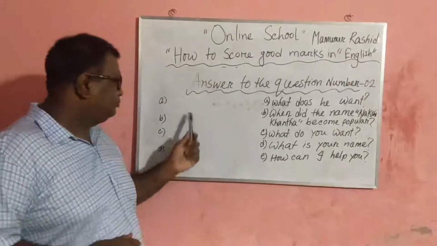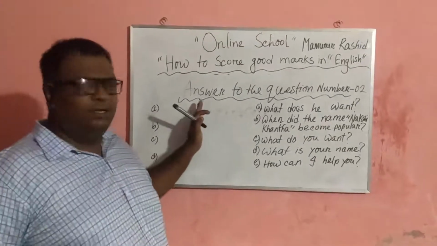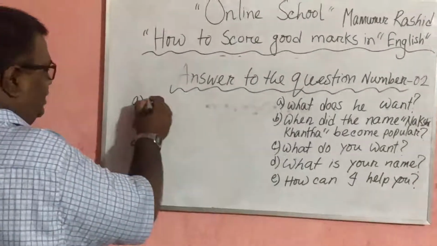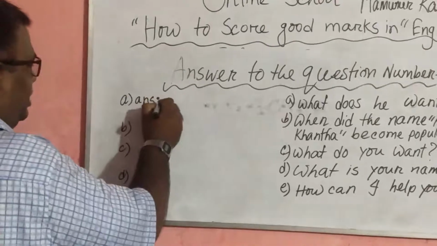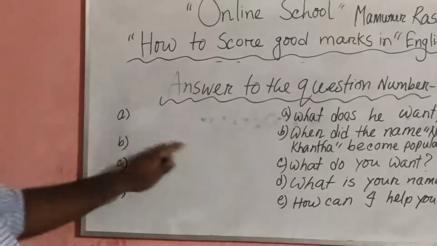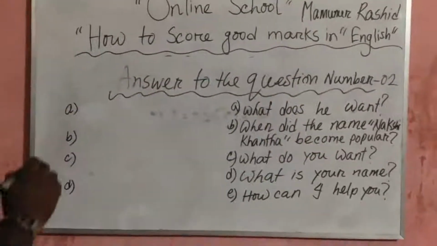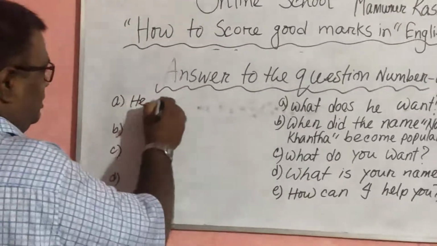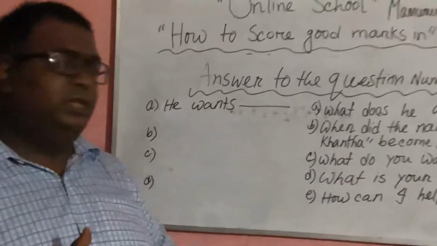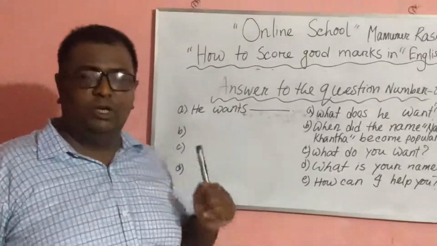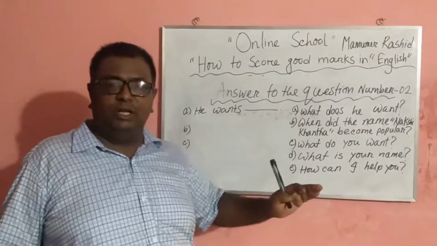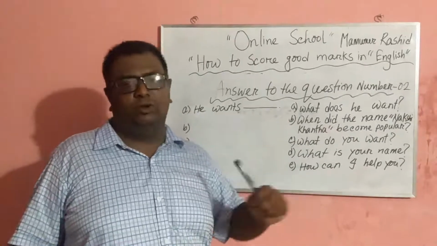Okay. Now you just write here the answer to question number 2. Here, after writing A, you need not necessarily write the word answer. You just start your answer. Suppose the question is, what does he want? You may start your answer with he wants, and then you complete your desired answer. But remember, my dear students, the examiner will first of all see whether you grammatically start your answers or not.